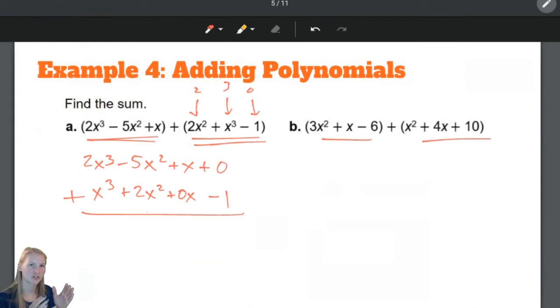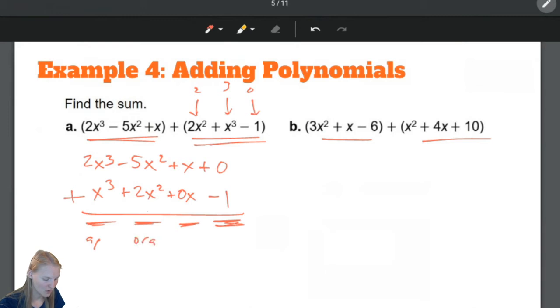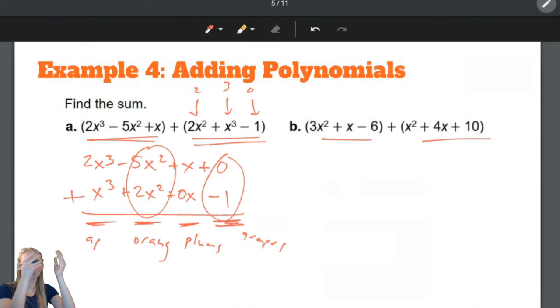But it gives you a space for your normal numbers. So we have x cubed, x squared, normal x's, and normal numbers. And they're all lined up together. Because remember how you can't put apples and oranges together? Well, this is like apples, this is like oranges, these are like plums, and these are like grapes. You cannot put any of them together. I can only put grapes with grapes. I can only put oranges with oranges. So that's why we're lining them up into columns like this.